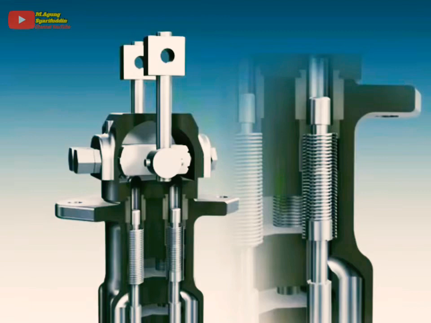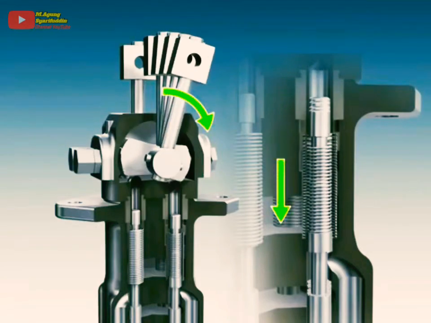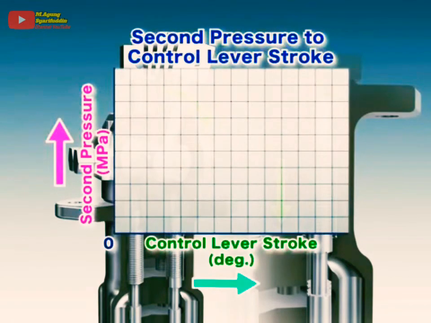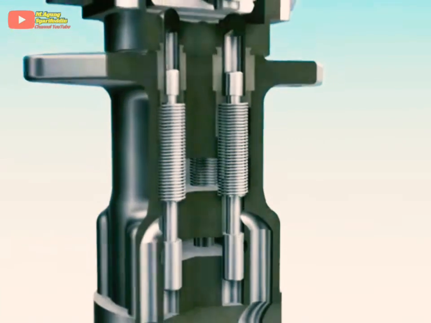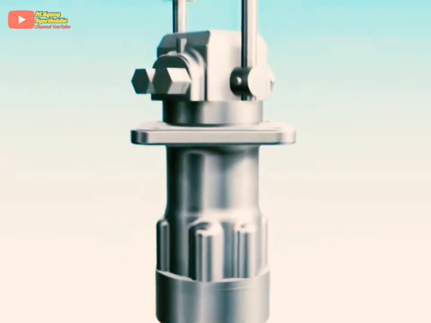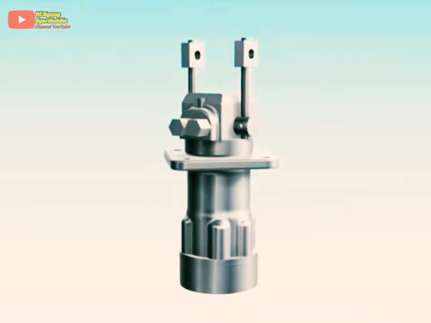Similarly, by using a balance spring to balance out with the control lever, it is possible to control the second pressure with the stroke of the control lever. As a result, the operator can move the multiple control valve's spool freely.